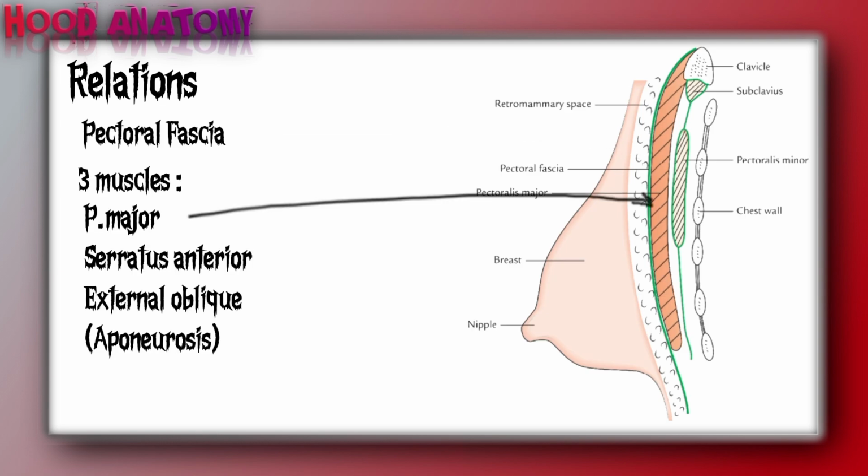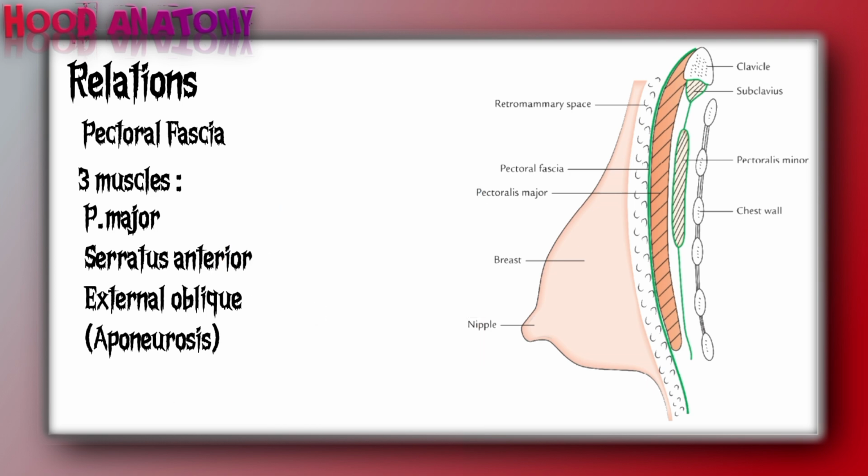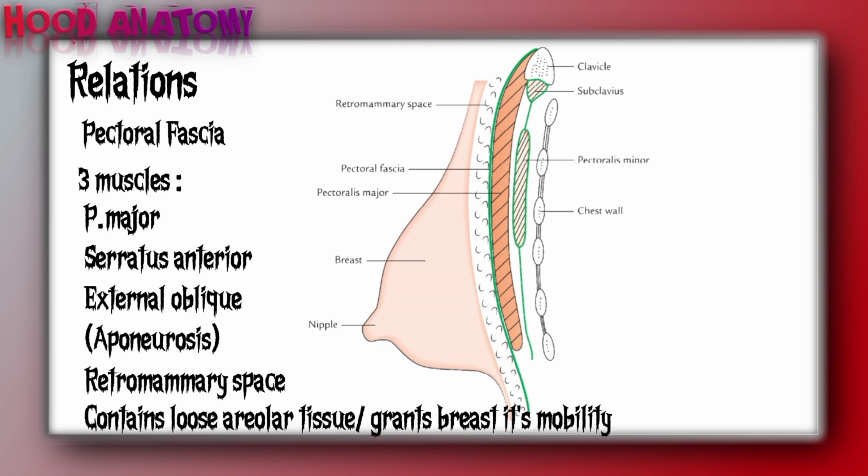Then under the pectoral fascia, you go come meet some muscles. Of course, you go first meet pectoralis major wey dey directly under the pectoral fascia, then serratus anterior for side, then you come get external oblique for down. Also, I want make you know say between the breast and the pectoral fascia, e get one small space wey dey, dem dey call am retromammary space. This space, e dey contain the loose areolar tissue.